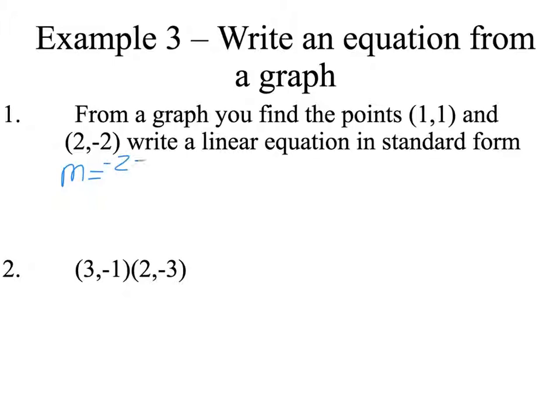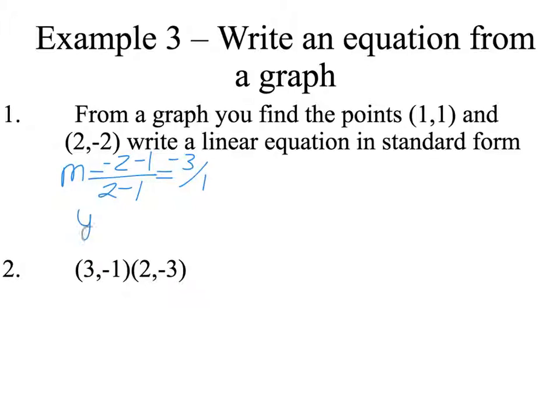So negative 2 minus 1 over 2 minus 1. That's negative... Did I write that wrong? So that's negative 3 over 1. Put that into point-slope form. You can pick either of the 2 points. Either way, you'll get the same answer in standard form. I'm going to choose the 1, 1 because it's smaller numbers and I don't have the negatives.